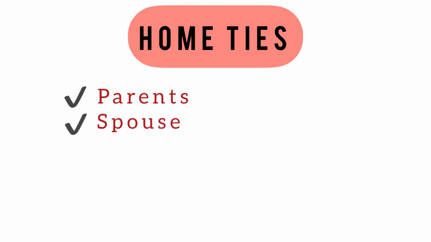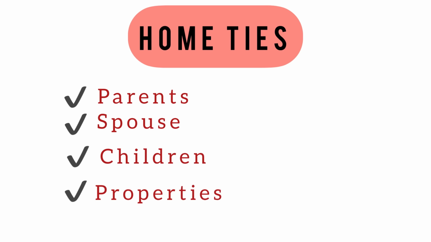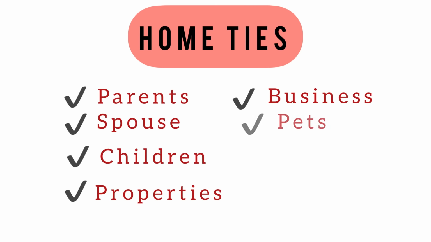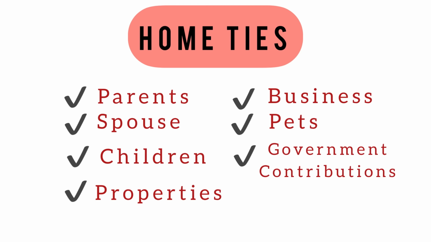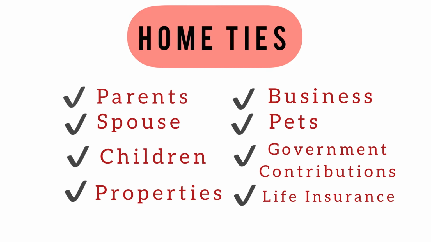For your home ties, this could be your parents, spouse, children, properties, business, some even use their pets. Government contributions such as SSS, GSIS, and Pag-ibig, or even life insurance. The main point is it will give the assurance to the visa officer that you would be able to go back home after your stay here in Canada.